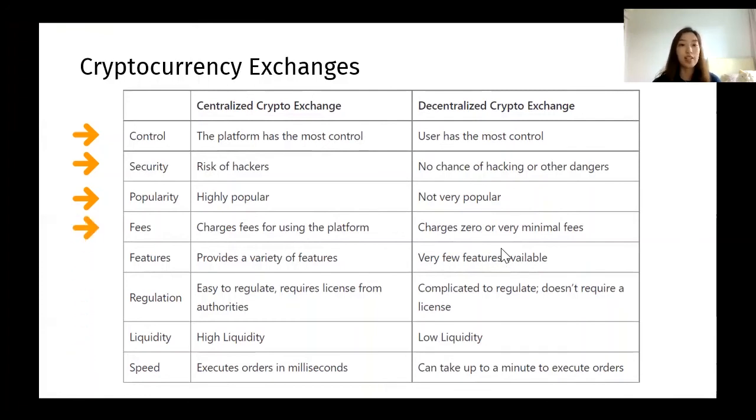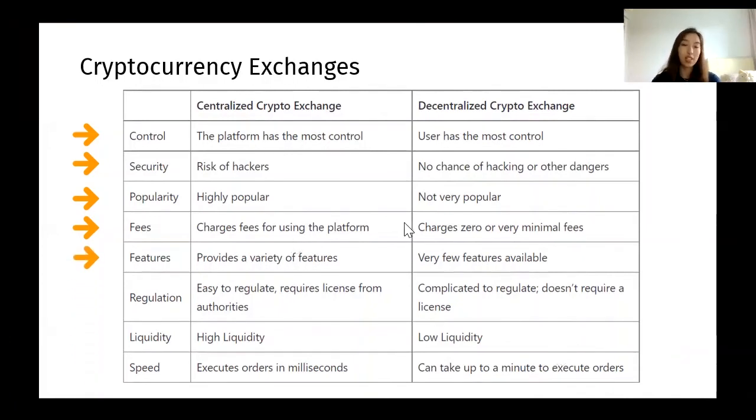Next, we have fees. Centralized platforms impose charges on their users for their services, and these fees vary from provider to provider according to the features one provides. Decentralized exchanges have either zero charges or very minimal charges for matching orders on the blockchain.